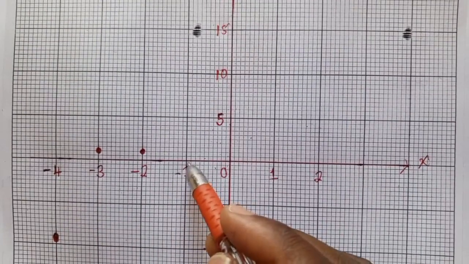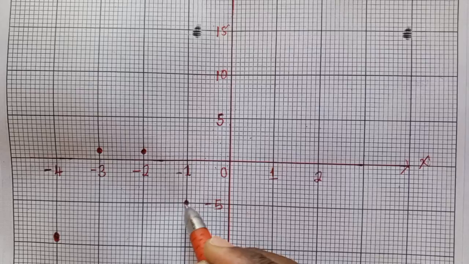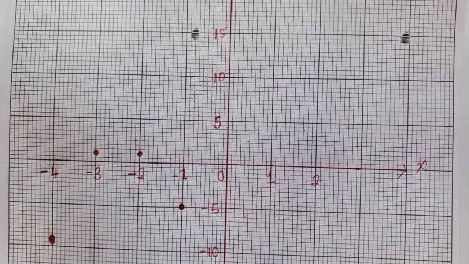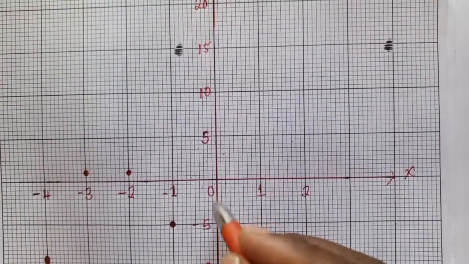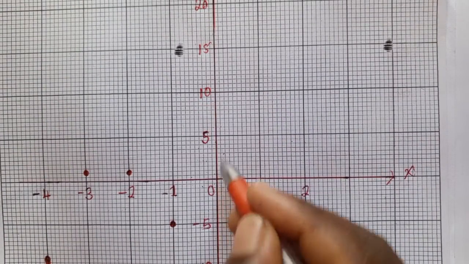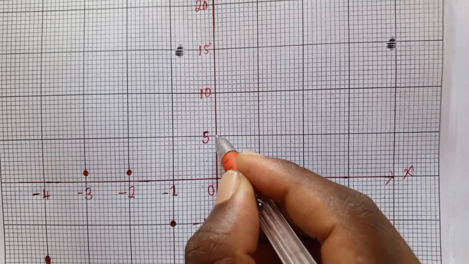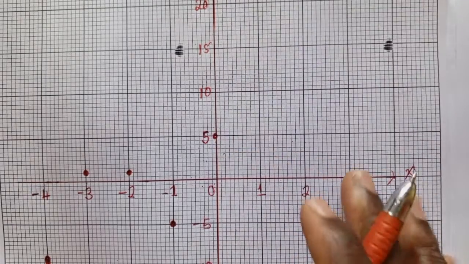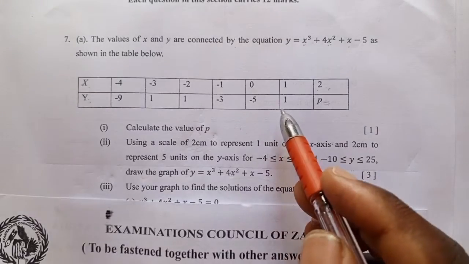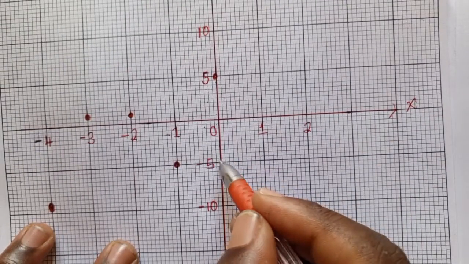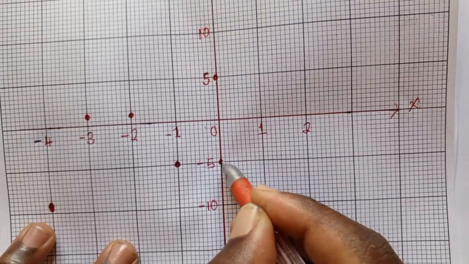Okay? The next one is negative 1, comma negative 3. So negative 1, comma negative 3 is right over here. The next one is 0, comma 5. So 0, comma 5 is here. Okay? The next one, 0, comma negative 5, sorry. 0, comma negative 5 is right over here.